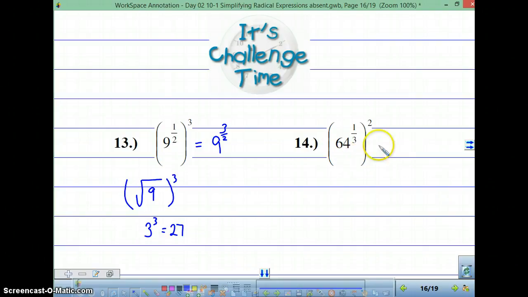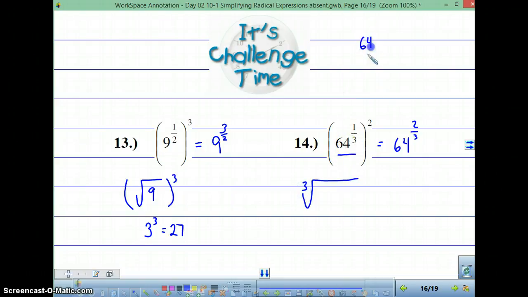Let's try this one. Let's say the problem started with 64 to the 2/3 power. What I would do is first split it. That's the same thing as 64 to the 1/3 squared. Okay, let's figure out what 64 to the 1/3 is. That's going to be the cube root of 64.